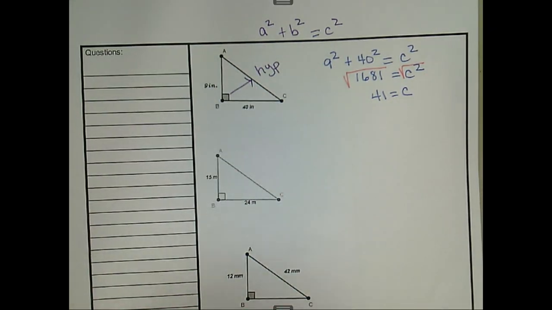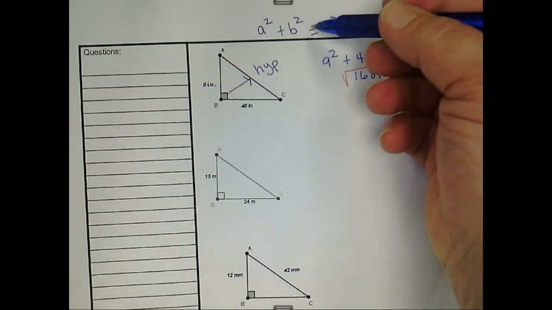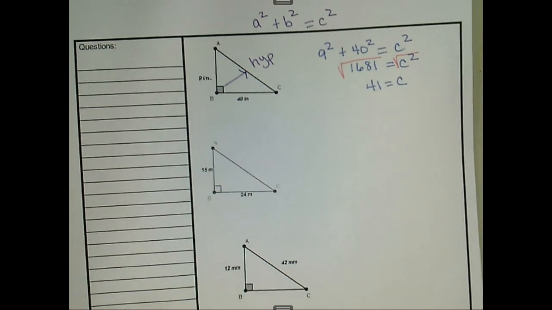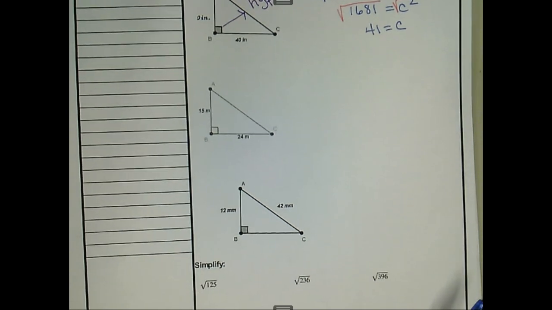Okay. So as we're looking, step one is to decide if we're looking for the hypotenuse or leg. If we're looking for the hypotenuse, we use the original. If we're looking for a leg, we subtract. So let's look at the next one.